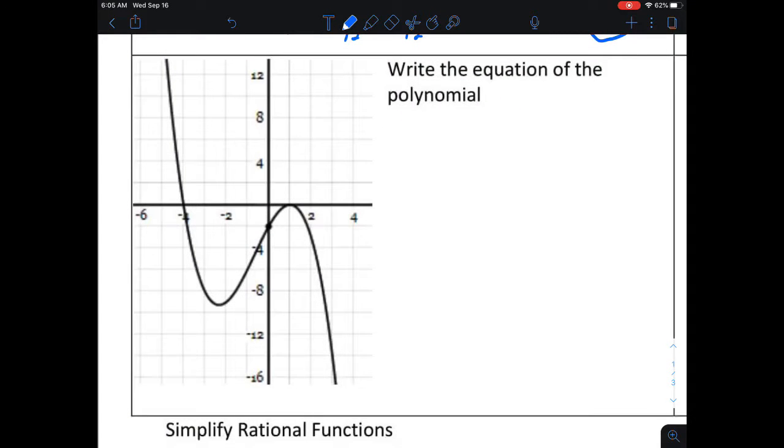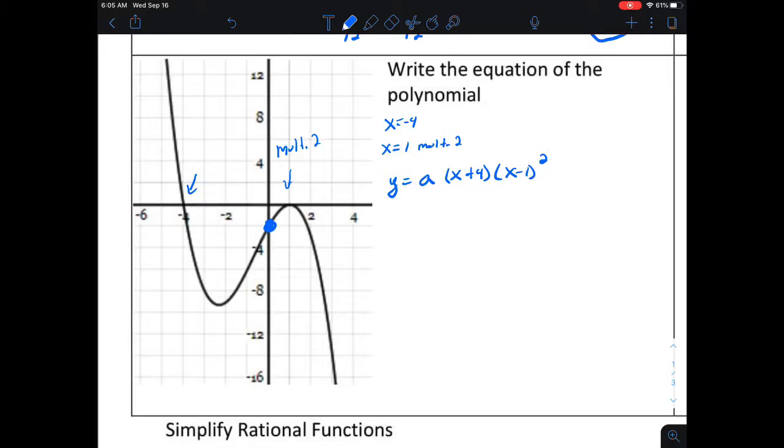All right, write the equation of the polynomial from the graph. Well, we identify our zeros and their multiplicities. So we'd have x equals negative 4 as a zero. x equals 1 is a zero that has a multiplicity of 2. And we'd start with y equals our stretch factor a times x plus 4 times x minus 1 squared.